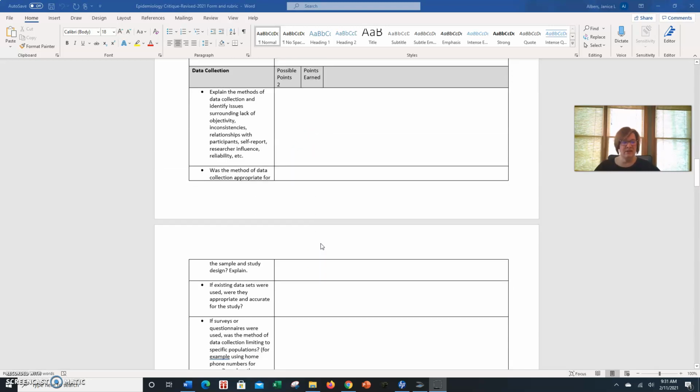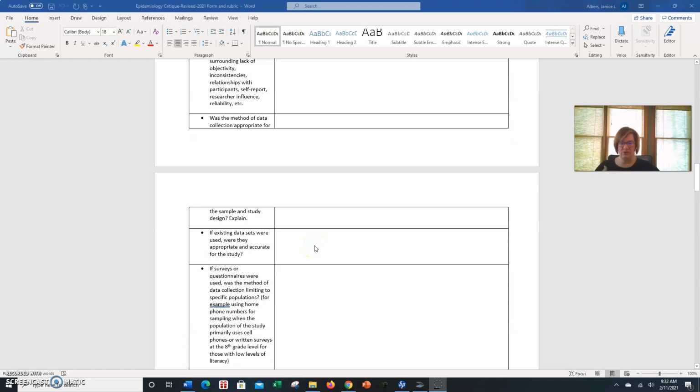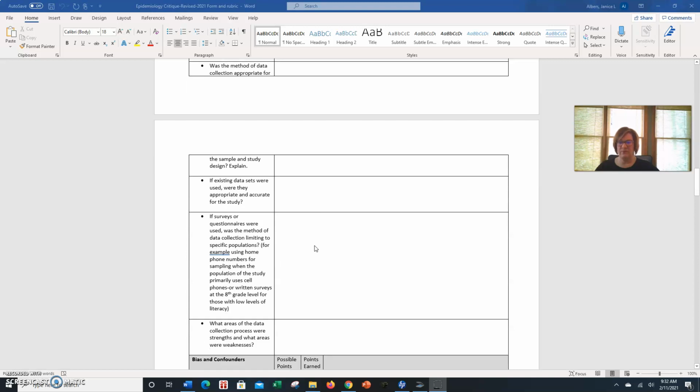And as far as data collection, how was it collected? Were there any inconsistencies? Were there any relationships to the participants that would be a power gradient? All of those factors, again, asking those critical questions in this tool will help guide you in going through the structures.